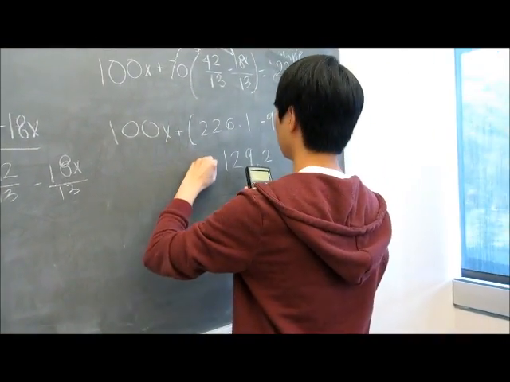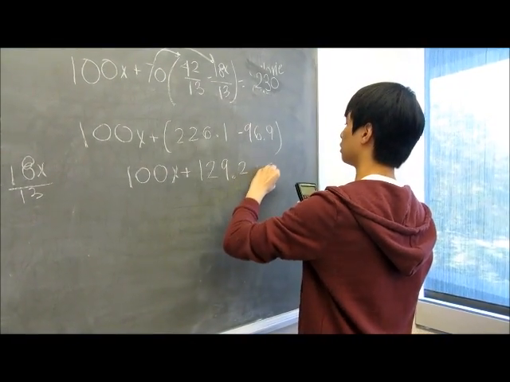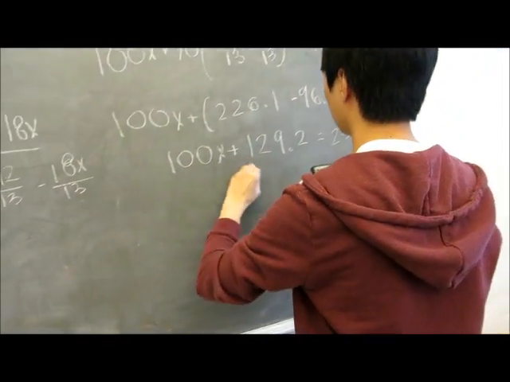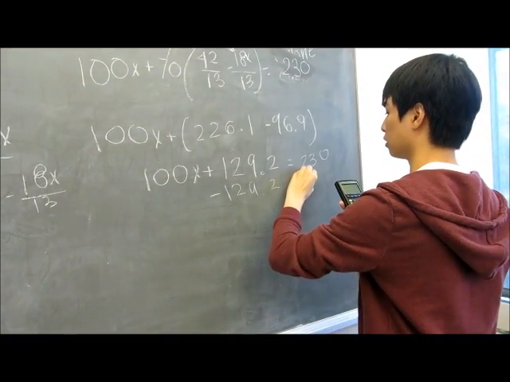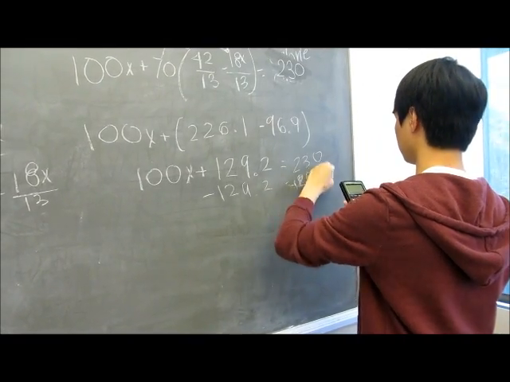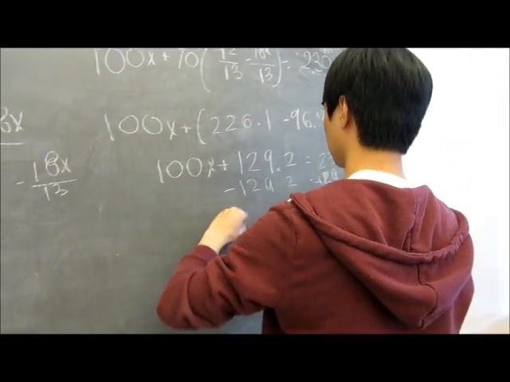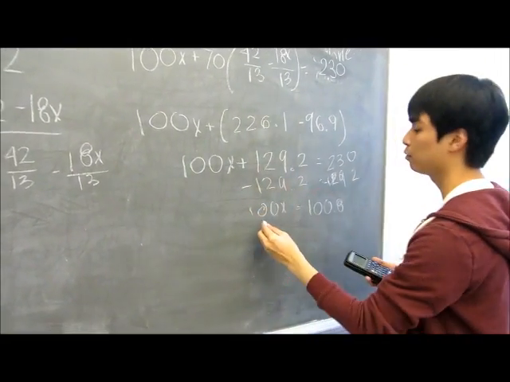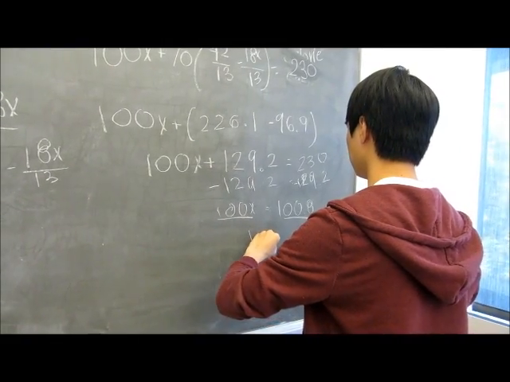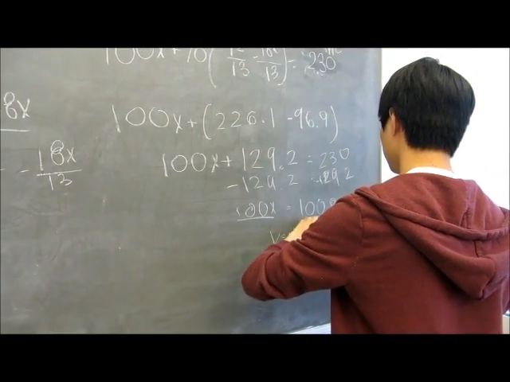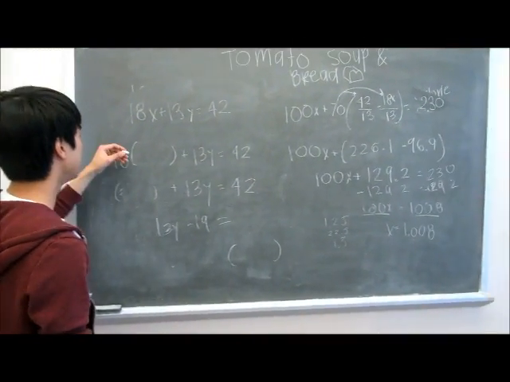And now you subtract these two values, which should get you 129.2 hundredths. Now you subtract 129.2 from 230, which equals 100.8. Now you divide 100 by both sides to get x by itself, and x is equal to 1.008.